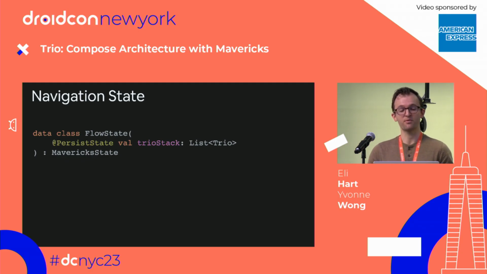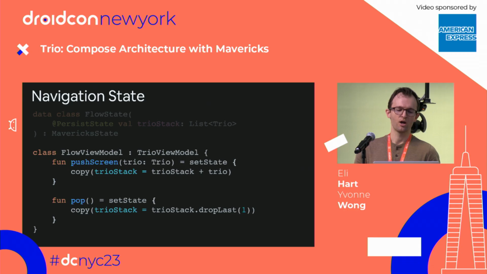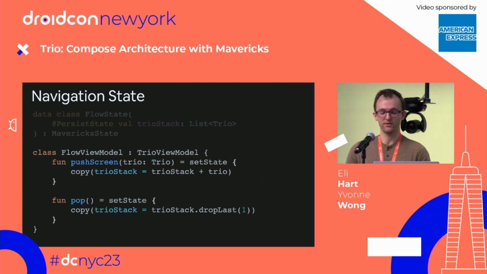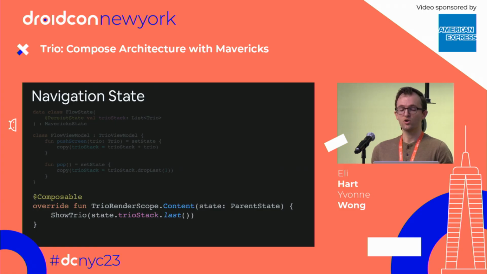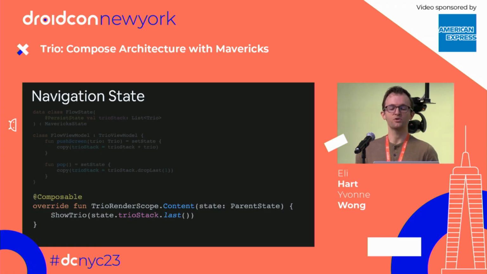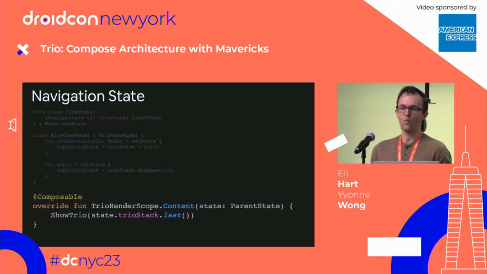This annotation is a mechanism of Mavericks that automatically saves and restores parcelable and serializable state values. The viewModel controls the state and can expose functions to push a new screen or pop off a screen. Since the viewModel has direct control over the stack, it can also perform more complex navigation changes, such as reordering screens or dropping multiple screens. This makes navigation extremely flexible. The UI accesses the trios from state and chooses how and where to place them. We can implement the screen flow by showing the latest trio in the stack.